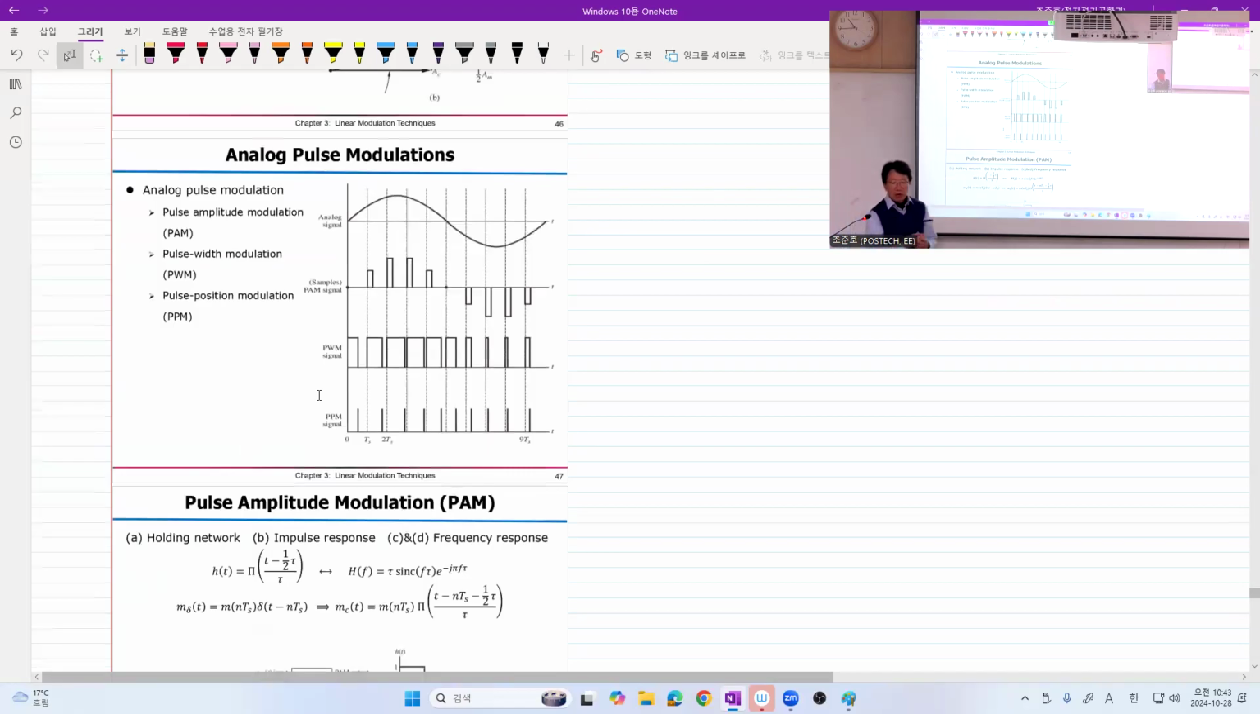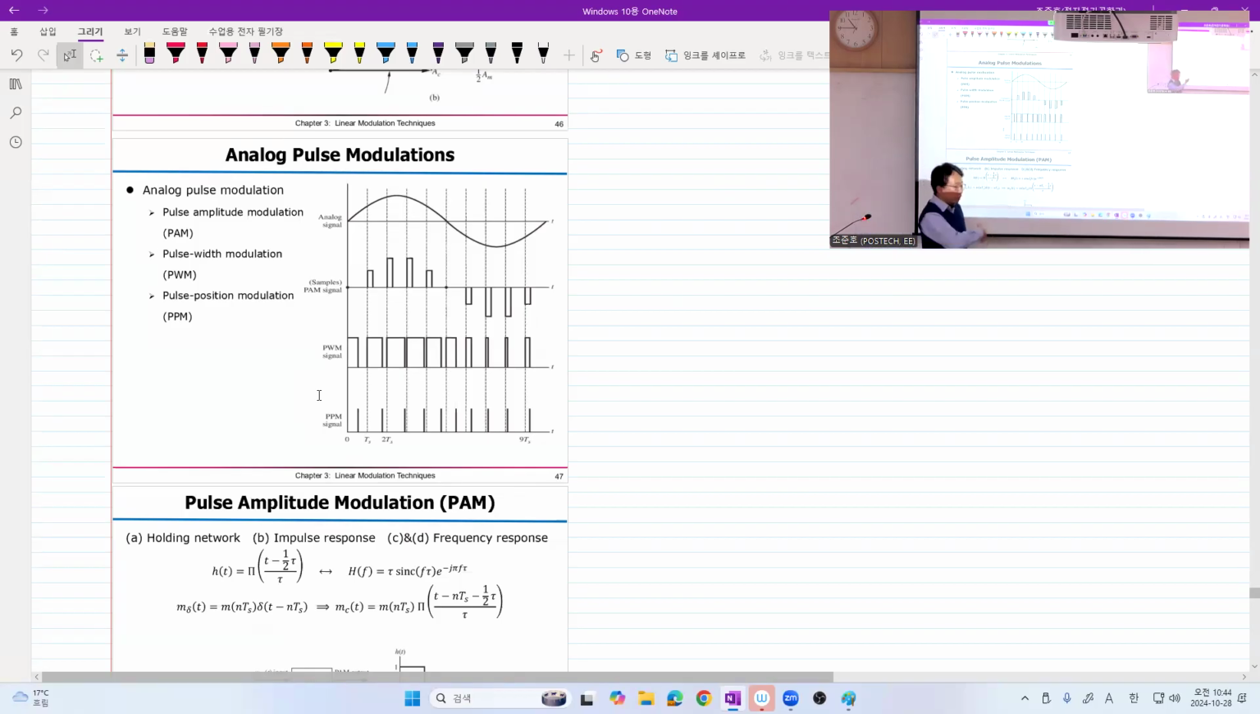And here goes analog pulse modulations. And this part, unfortunately, I do not have enough time to cover. But anyway, I will try my best. So suppose your analog signal, a speech signal, is simplified as this sinusoidal signal. Then you may convert it to a semi-digital signal. I haven't yet defined what is digital, but this may be represented by a pulse amplitude modulated signal, pulse width modulated signal, or pulse position modulated signal.